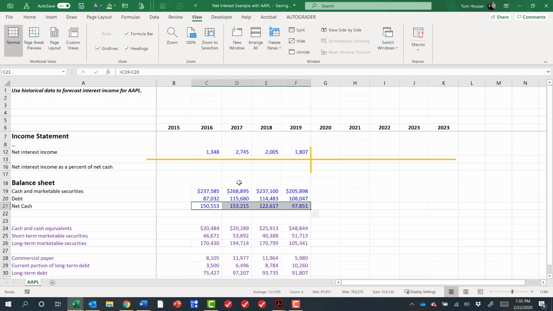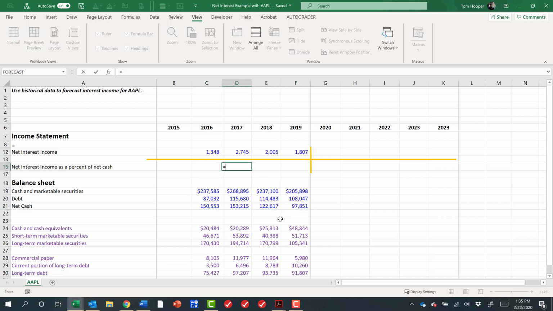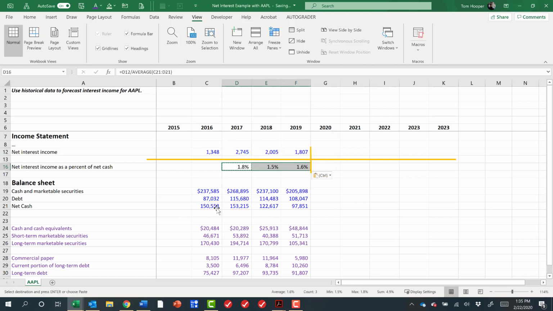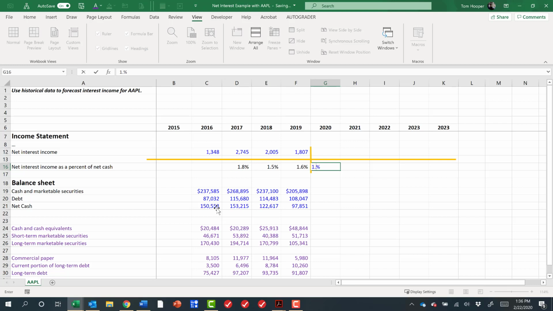Or do we try to break it down a bit? And of course the answer is we try to break it down a bit, but let's think about why. If we calculate a ratio of net interest income divided by the average net cash, we actually get a pretty decent number: 1.8, 1.5, 1.6. It would be tempting to use 1.6, for example, and carry that forward.